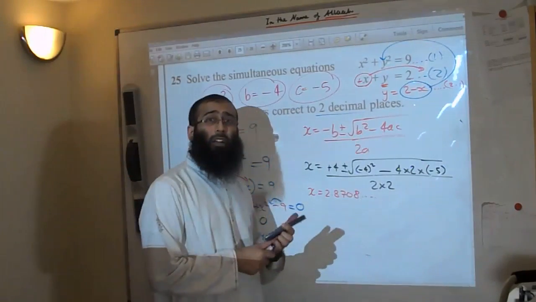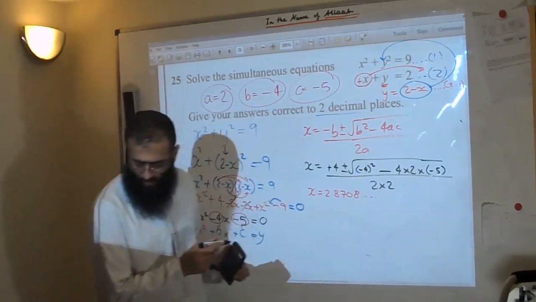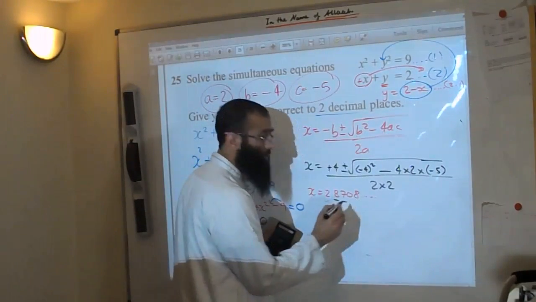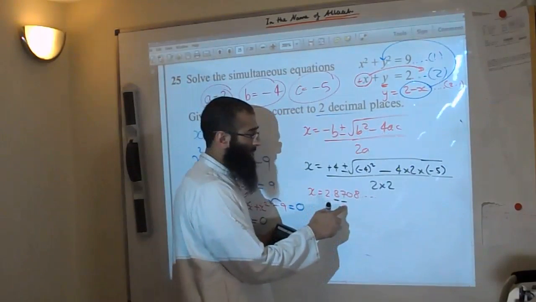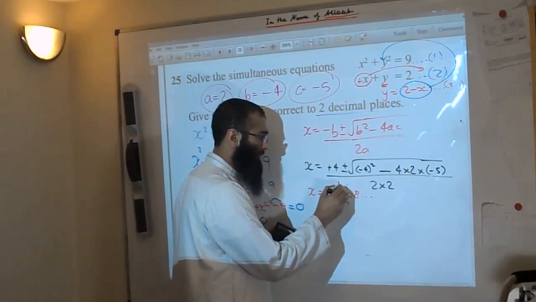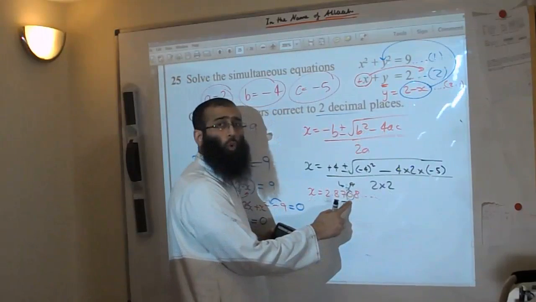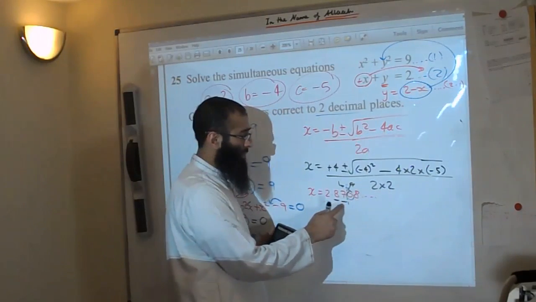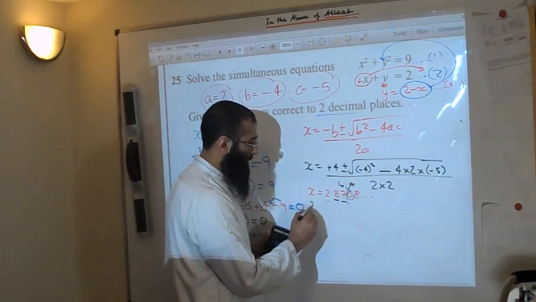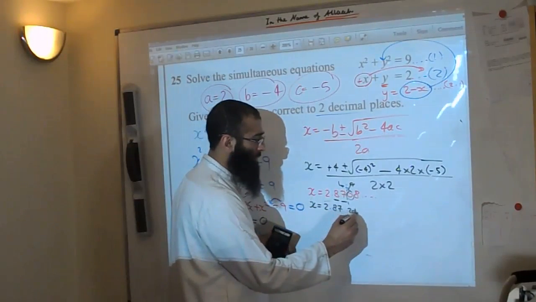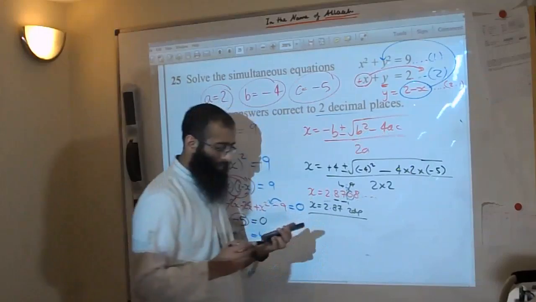Now, we've got to round off to 2 decimal places. So, 1, 2. First decimal place, second decimal place. Last digit, and this one is the decider. Look at this number, if it's 5 or more, we add 1, but it's less than 5. So we just leave that part alone. So it becomes x is equal to 2.87 to 2 decimal places, which is one answer.